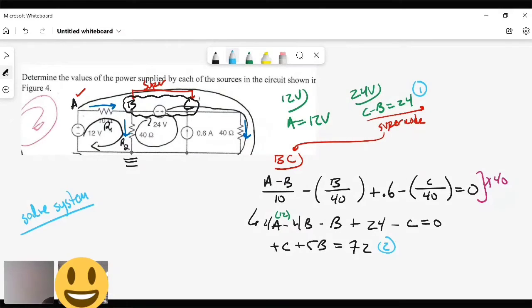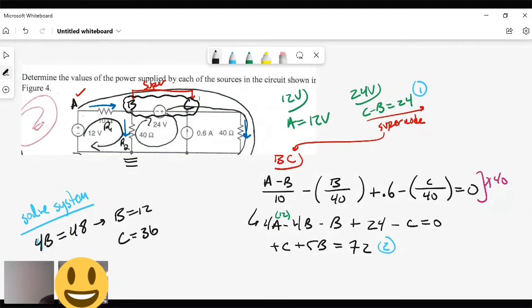So it would be 4B equals 72 minus 20 is 52, minus 4 is 48. B is 12. Okay. Then once you get B is 12, C minus B is 24. A number minus 12 is 24. That means C has to be 36.